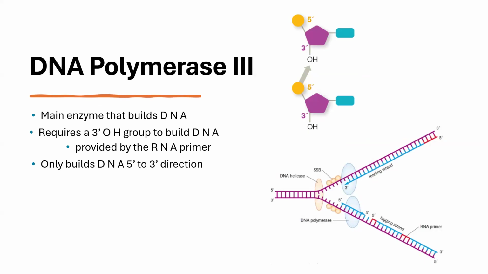Now, our primary DNA polymerase enzyme is DNA polymerase 3. The numbering for these polymerases is based on the order in which they were discovered, not necessarily the order in which they are used in replication. This is the main enzyme that's used in DNA replication. It does require that 3' OH group to build DNA. That OH group that it starts with for its very first base to be added comes from the primers, which are added by primase. Now, this enzyme works only in the 5' to 3' direction.